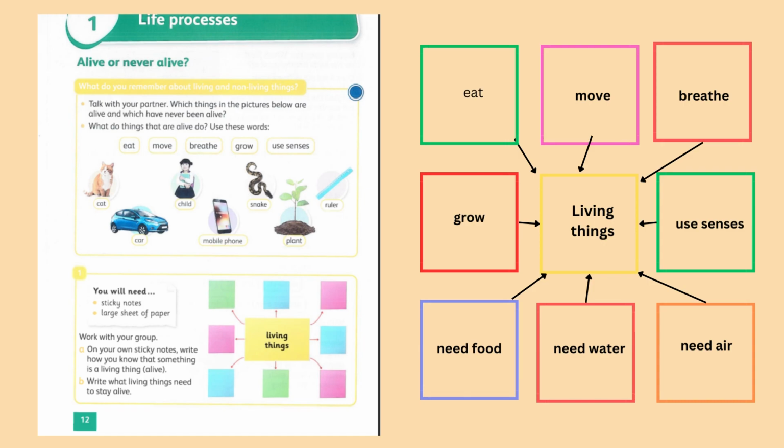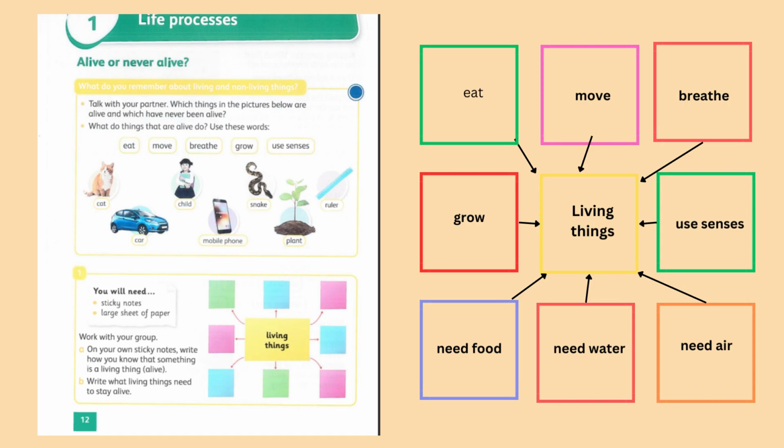Use these words. For example, look at this cat. Is it alive? Yes. Cat is living thing. Why? Because it eats, it can move, it can breathe, it can grow, it can use its senses. So same as you have to use all these words or one action. For child, child is living thing. Why? You have to tell.